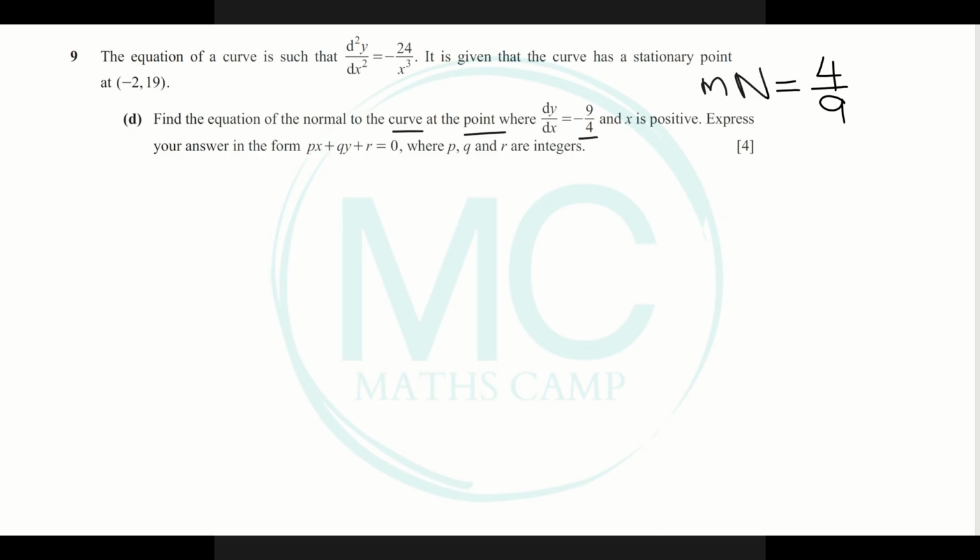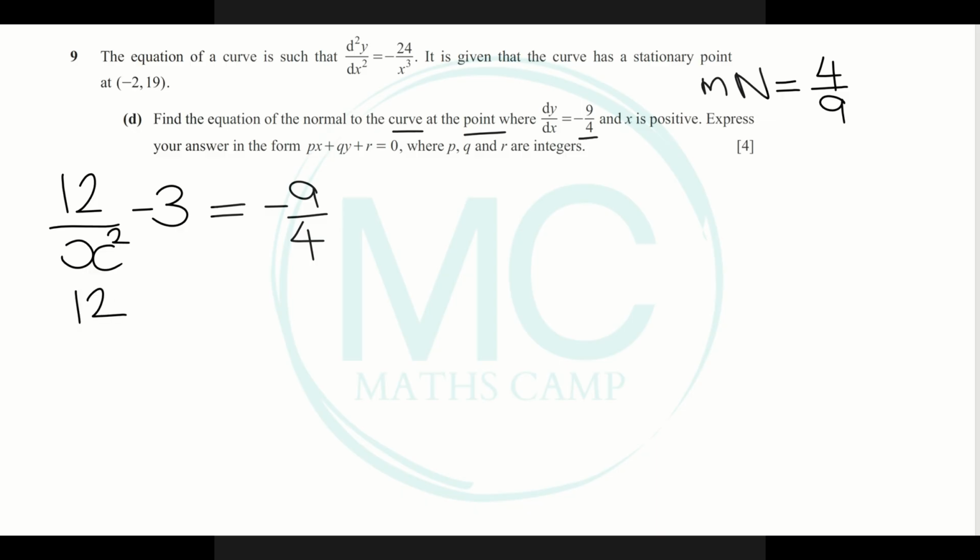We are given information about dy over dx, so we can use this to find our value of the x coordinate of this point. In part A, we found the equation for the derivative to be 12x with an exponent of negative 2. I'm going to turn this back into a fraction, 12 over x squared minus 3. And the question tells us at this point, the derivative is equal to negative 9 over 4. So we can make our equation equal to negative 9 over 4. And we're going to use this to solve for x.